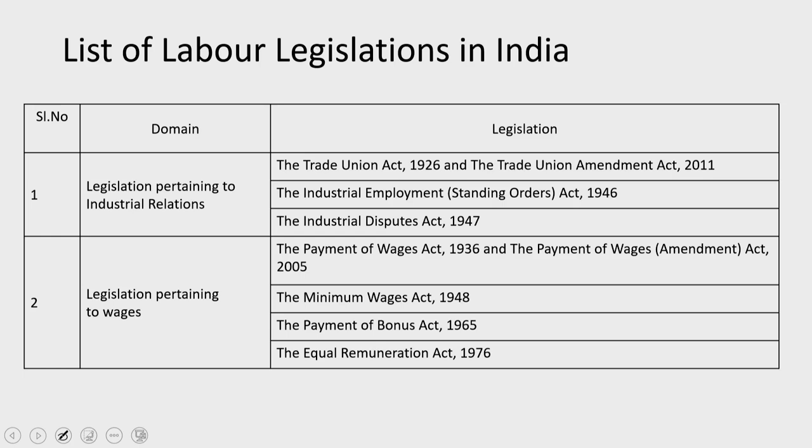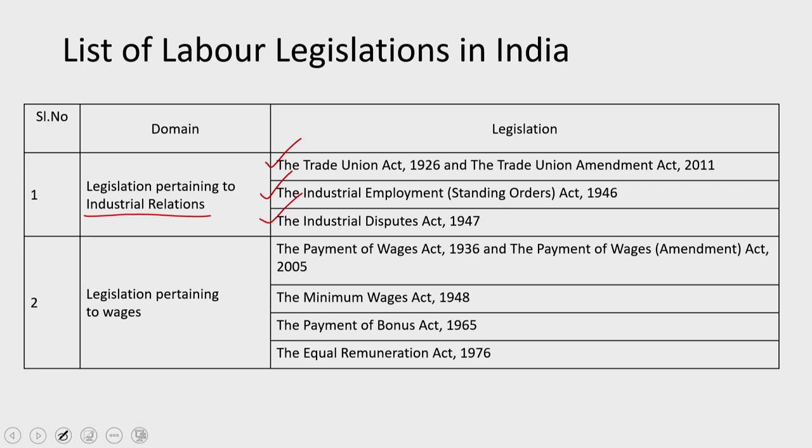Now, based on that, we look into a list of legislations which pertain to different domains. The first one is legislation pertaining to industrial relations. In this particular domain, again, this is not an exhaustive list; I tried to put it in perspective by bringing in some of the acts. When you are looking into legislation pertaining to industrial relations, we have something like the Trade Union Act of 1926, the Trade Union Amendment Act of 2011. The Industrial Employment Standing Orders Act 1946 will also come under this domain, and so is the Industrial Disputes Act of 1947.